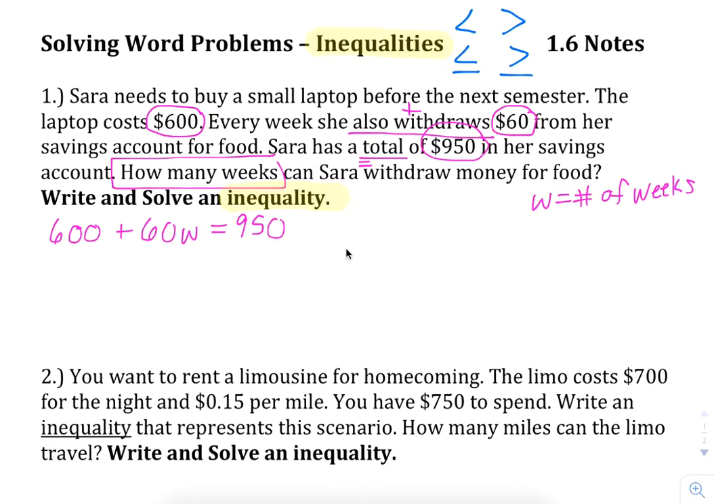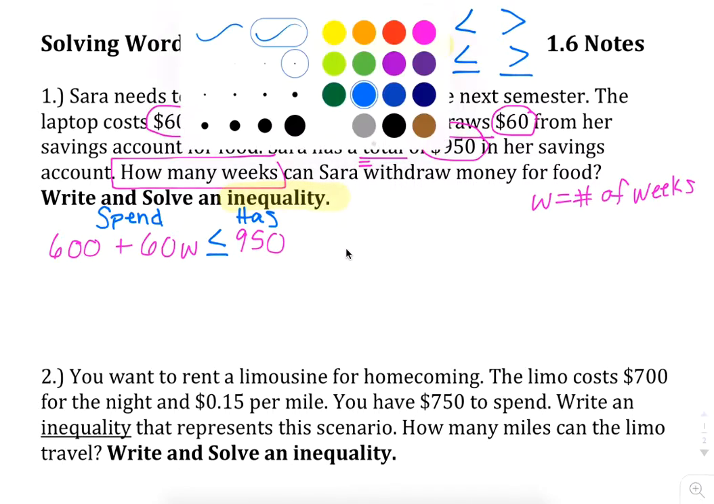So if we think about this one, is she going to be doing less than 950 or greater than 950? Well, this is the money that she's spending. This is how much money she has in her bank account. Can she spend greater than what she has, or does she have to spend less than what she has? Hopefully you're saying less. Okay? We're going to have Sarah spend less than what she has. Could it be equal to? Yes, she could spend all $950 if she needed to. Let's go ahead and solve and see what that ends up coming out to be.